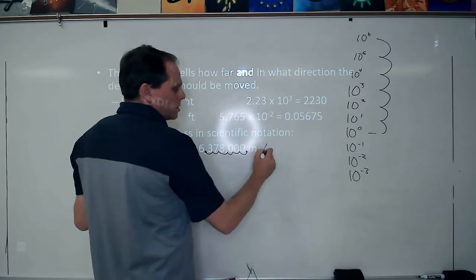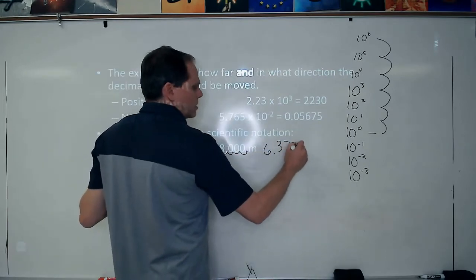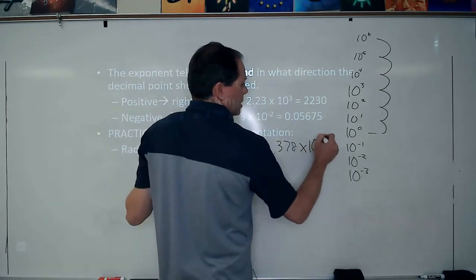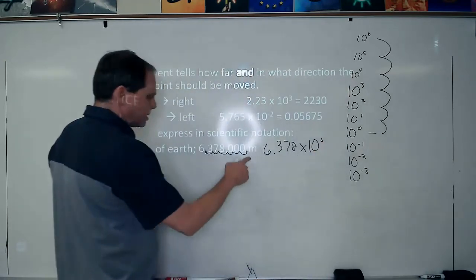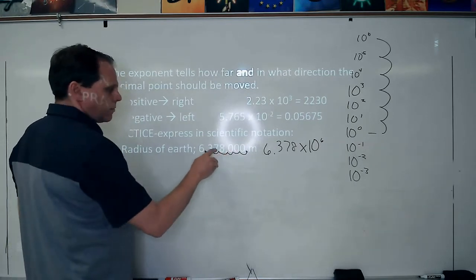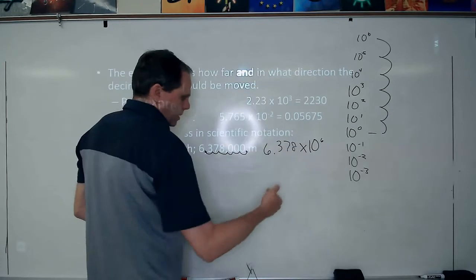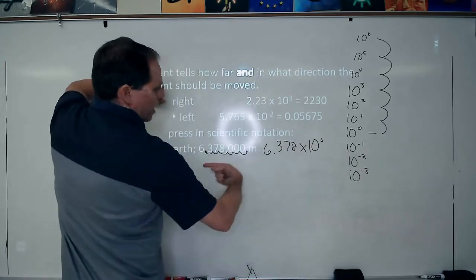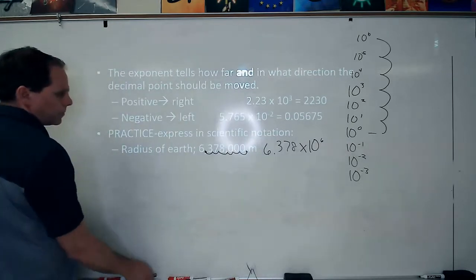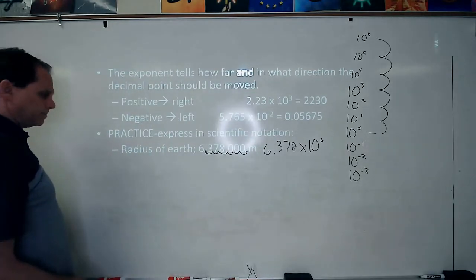So when we write our answer, it's 6.378. Keep your number of sig figs the same. Times 10 to the 6. It's however many places you move that thing over, right? Isn't that cool? 1, 2, 3, 4, 5, 6. Boom. Moved it over. The decimal moved that way, and I moved my exponent up in that direction. All right, let's see if we can do another one.